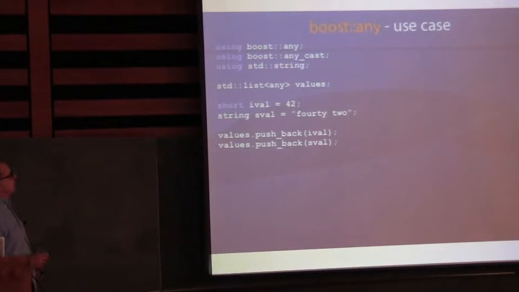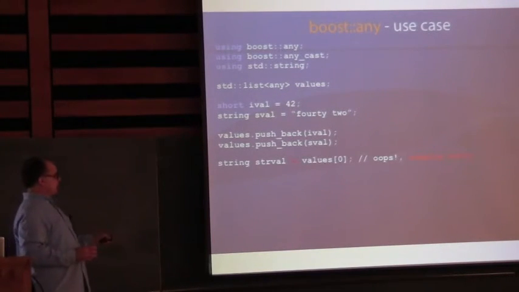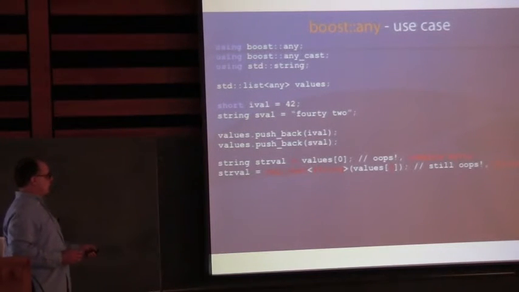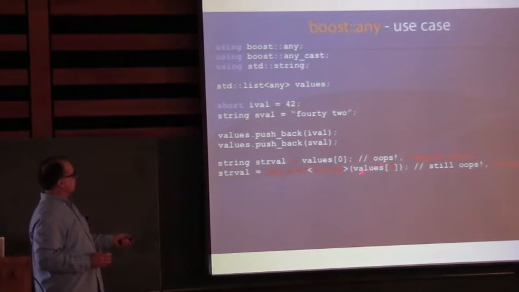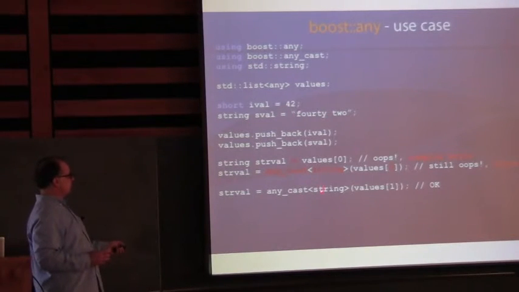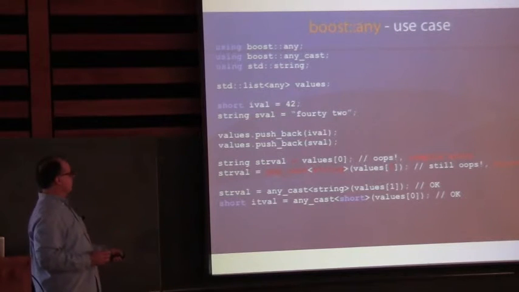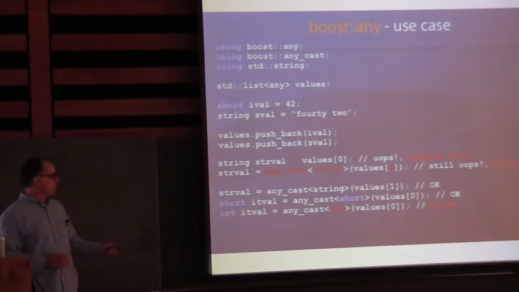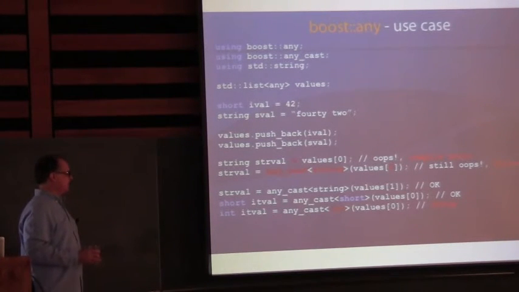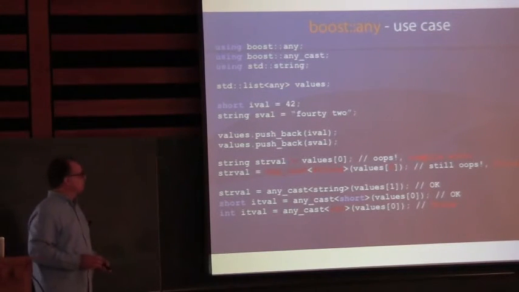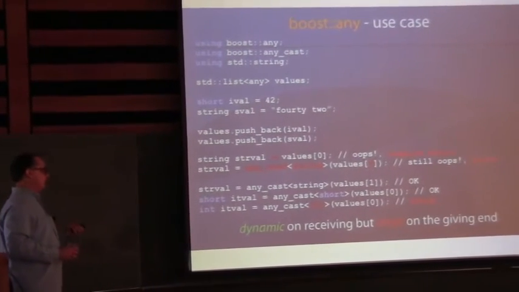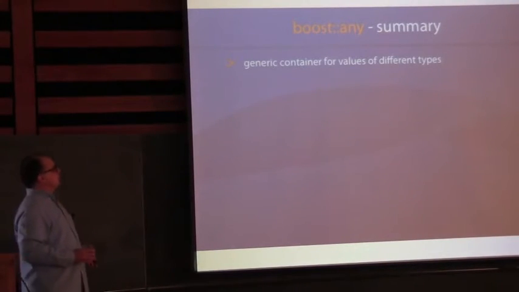So here's a use case for any. We can declare a container of any values, and then we can declare, say, a short and a string value, and they can both go into the container and happily live in there. Now when you try to do it like this, you can't do this with any. If you try to do this, this will throw because the first member is not a string, it's an integer. Now this will work because you're extracting the second member, which is the string. This will work too because you're extracting the short. But then if you try to extract the integer, it won't go. It'll throw again. In my opinion, that's a pretty significant shortcoming. But any is dynamic on the receiving, but static on the giving end. That's pretty much the story of any.